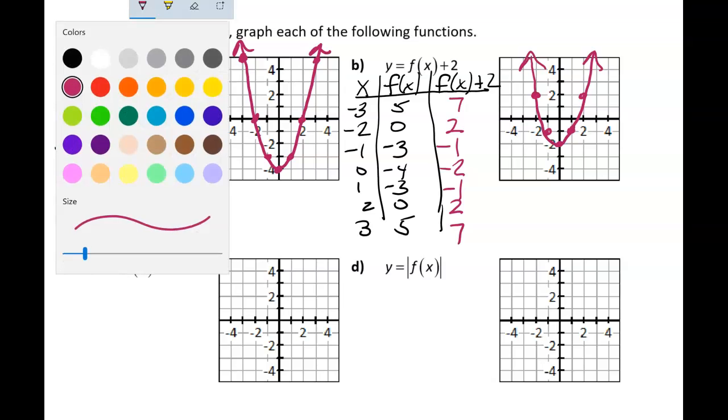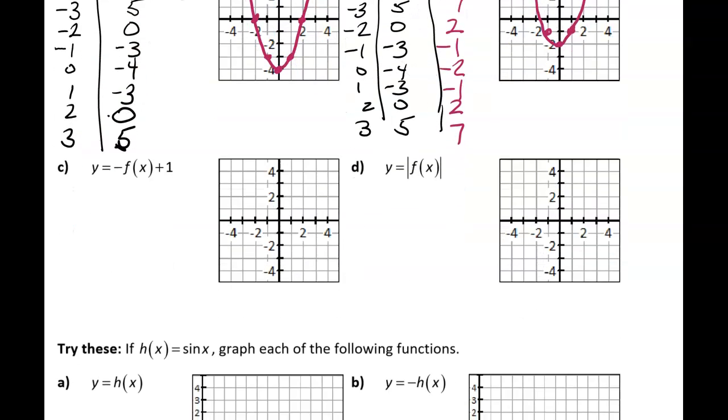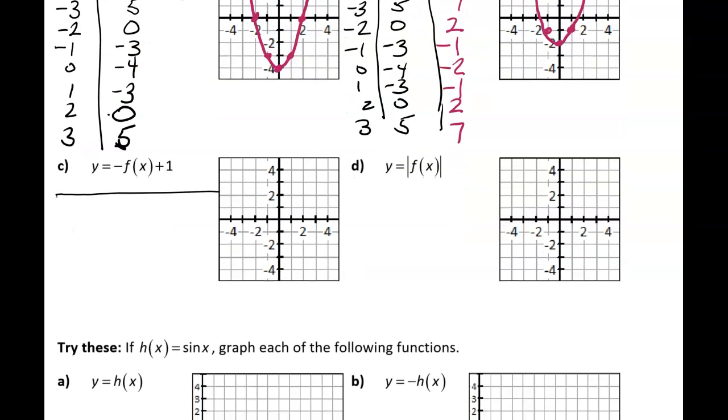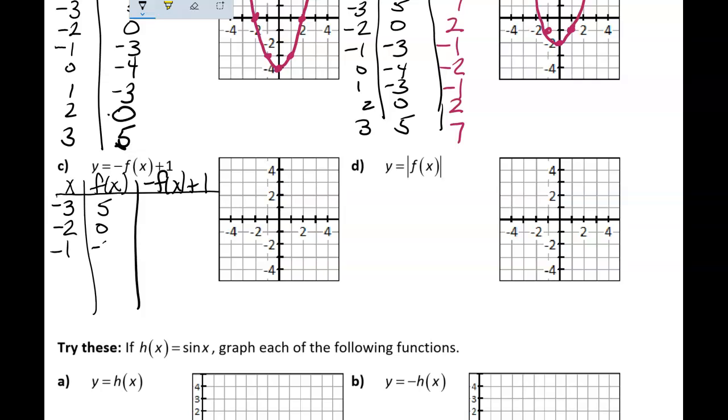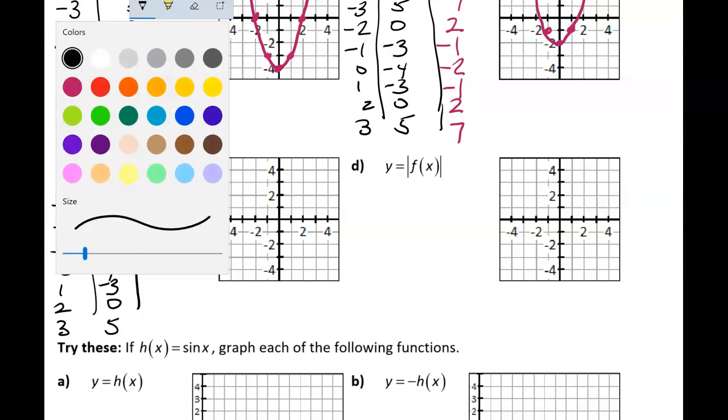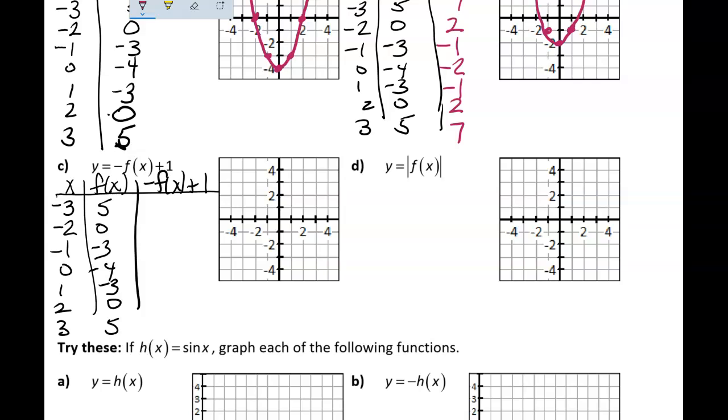All right, let's try y equals -f of x plus 1. Let's plug in those same values, -3, 5, -2, 0, -1, -3, 0, -4, 1, -3, 2, 0, and 3, 5. And for the final column, we're going to take that second to last column, take its opposite, and then add 1.